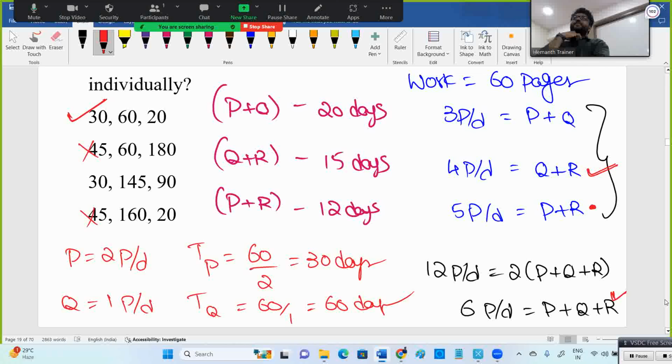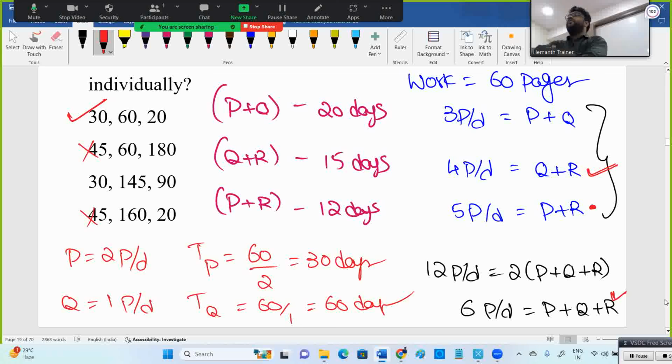Or else you can do option verification. But my worry is, they may ask you only P alone in the exam, or Q alone, and then you cannot do option verification. If they have given all three, there is one shortcut: if alone is given, together is product divided by summation.